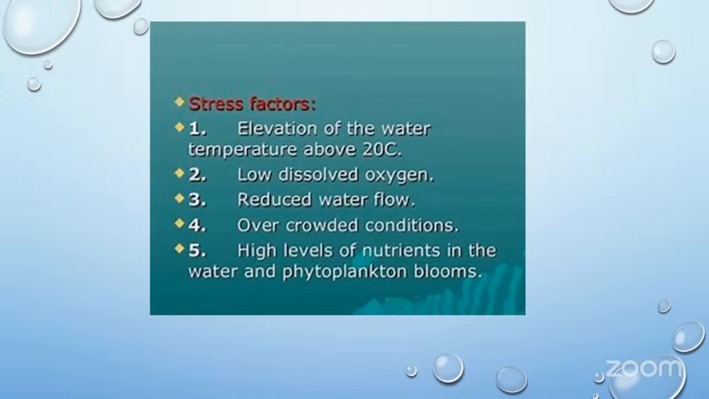Now, what are the other factors that work favorable for this disease? Elevation of the water temperature. If the temperature of the water is above 20 degrees centigrade, the disease might increase. Low dissolved oxygen, reduced water flow, overcrowded conditions, and then high levels of nutrients in the water and phytoplankton blooms.